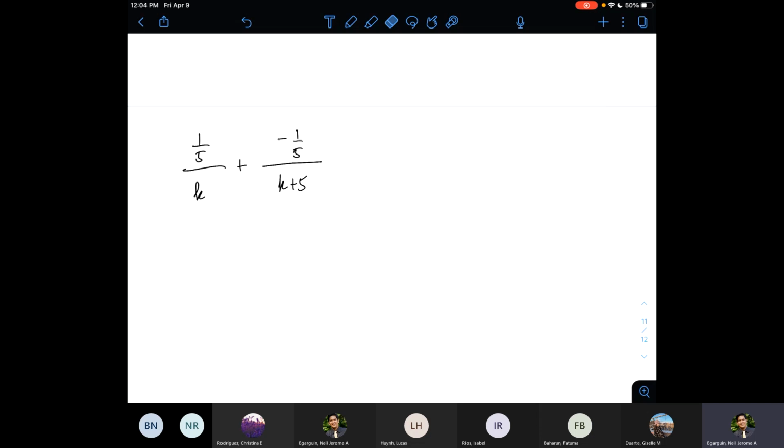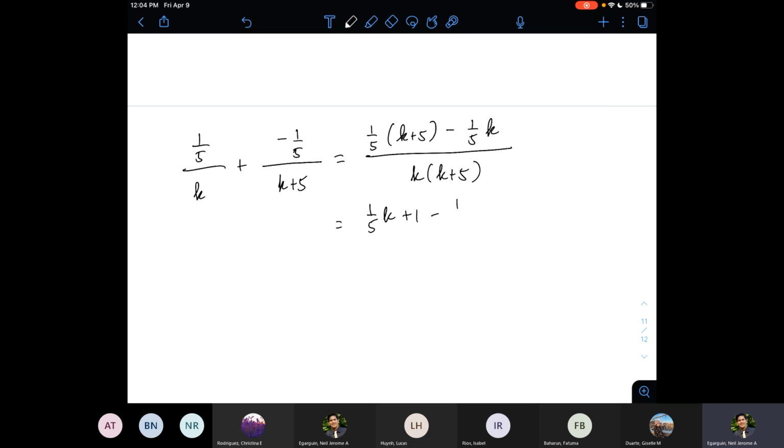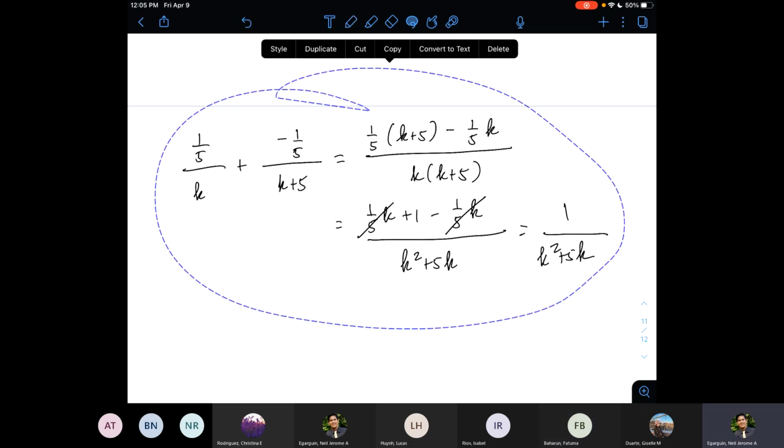Because if you add these two fractions, you will have 1/5 times k plus 5 minus 1/5 times k, all over k times k plus 5, right? So just the usual fraction addition that we do. And then this will give you 1/5 k plus 1 minus 1/5 k over k squared plus 5k. The 1/5 k's will cancel each other out, leaving you with 1 over k squared plus 5k, which is the original fraction that you wanted to decompose. So indeed, your constants A and B are correct, right? Okay. Thank you. You're welcome.